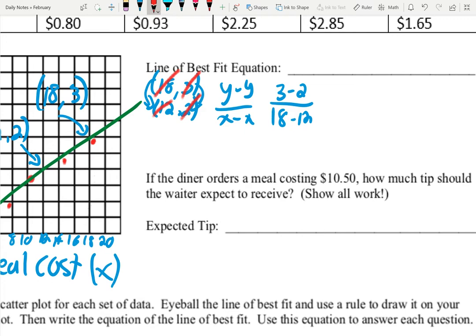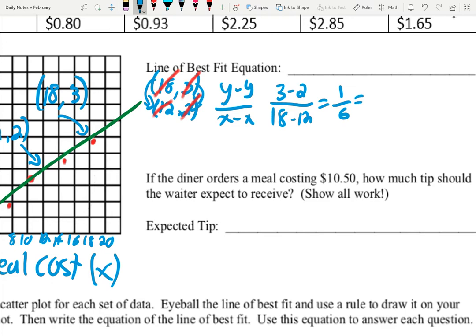It doesn't really matter which way you wrote the points. As long as you're just doing the y minus the y, the x minus the x, you should be good to go. So what I end up with here, 3 minus 2 ends up being 1, and 18 minus 12 ends up being 6. So I have 1 over 6.